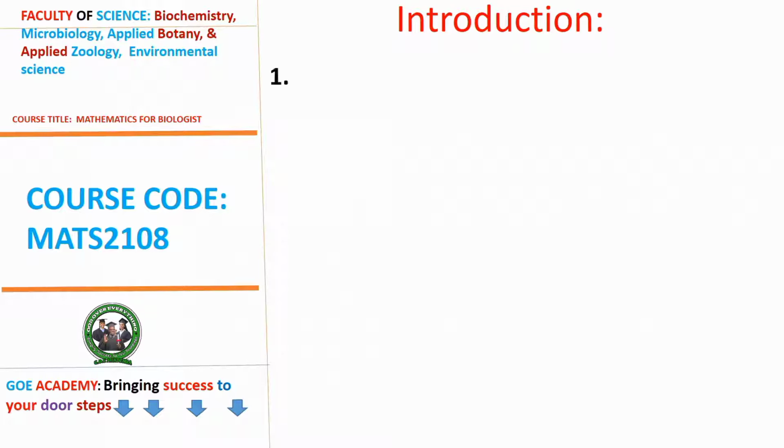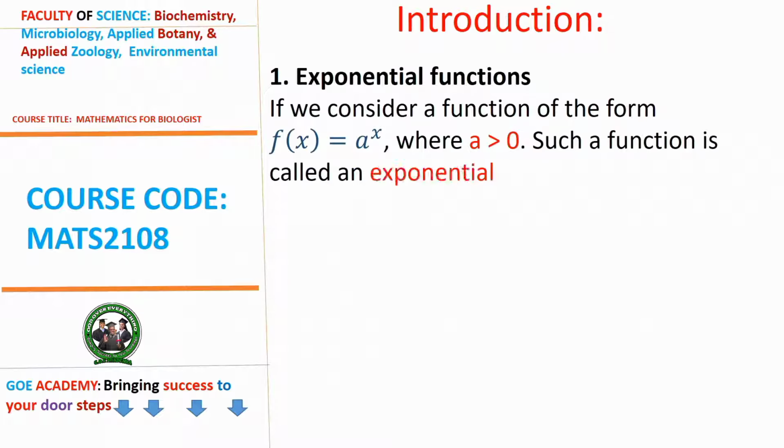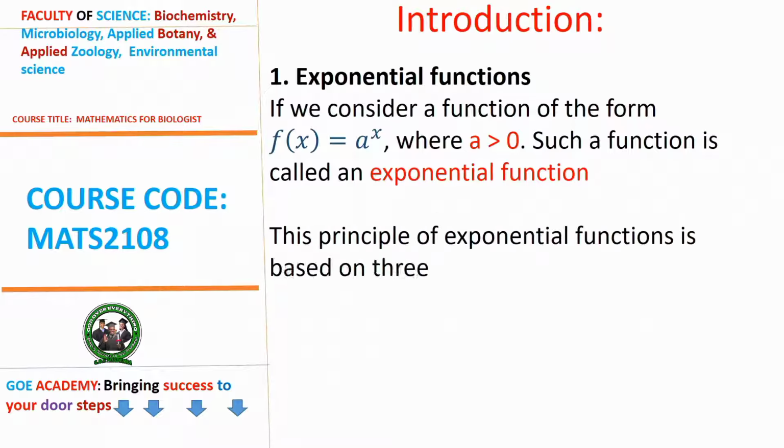What is an exponential function? Let's consider a function of the form f of x equals a raised to the power x, where a is greater than 0. Note that a can be any number, say 1, 2, 3, 4, 5, 6, a half, and so on. A function of this form is called an exponential function. The principle of exponential functions is based on several different cases. Let's look at the first case.